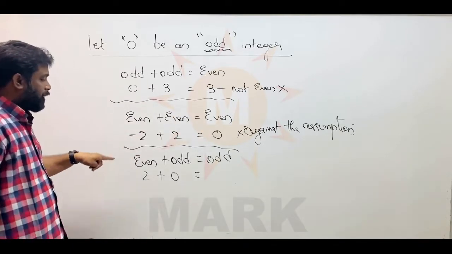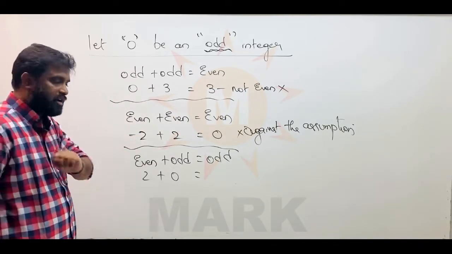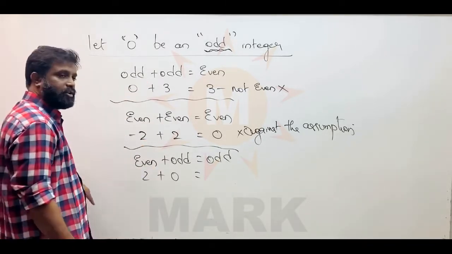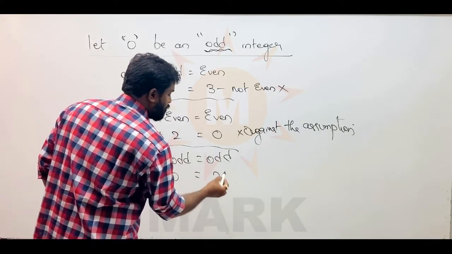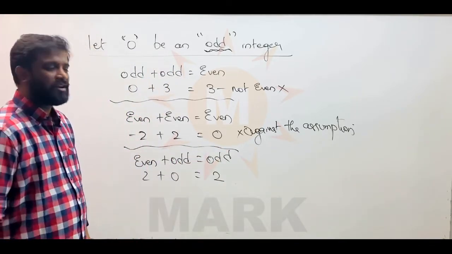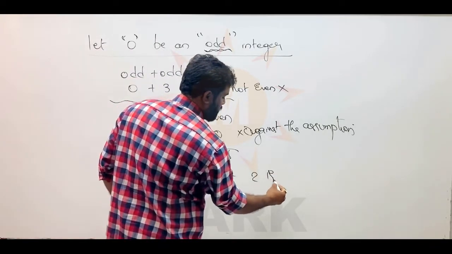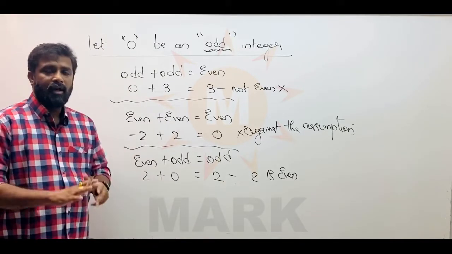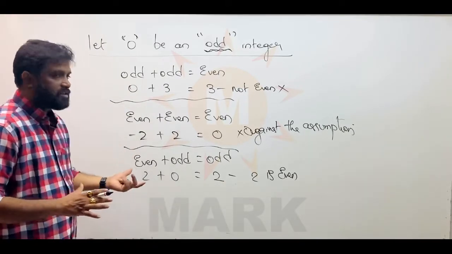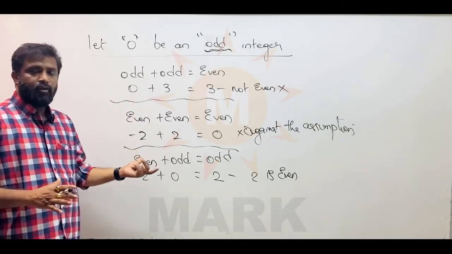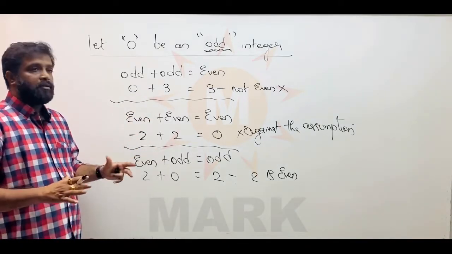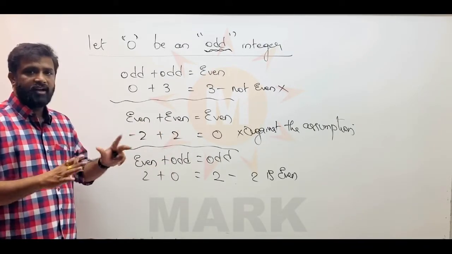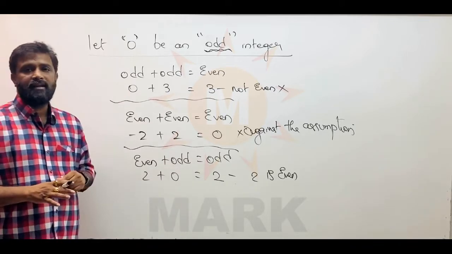Now coming to the third point, even plus odd should give an odd number. I have taken the even number 2 and the odd number 0, because I assumed 0 as an odd number. So 2 plus 0 gives 2, and 2 is not an odd number, it is an even number. So what happened, my dear friends? When I assume 0 as an odd number, none of the 3 verified rules are satisfied. All the rules are being violated when I assume 0 as an odd integer.